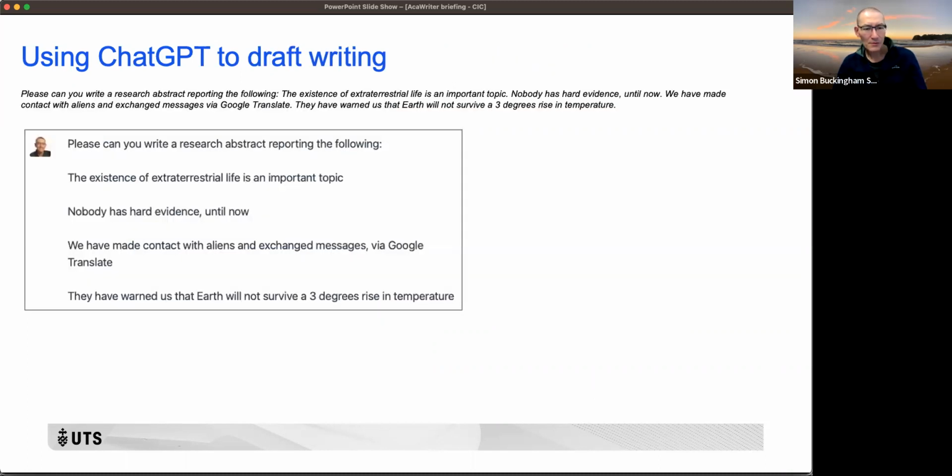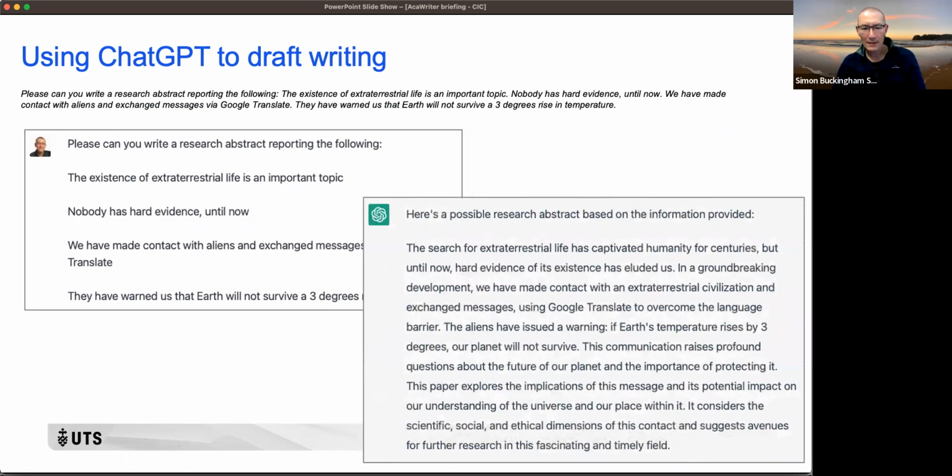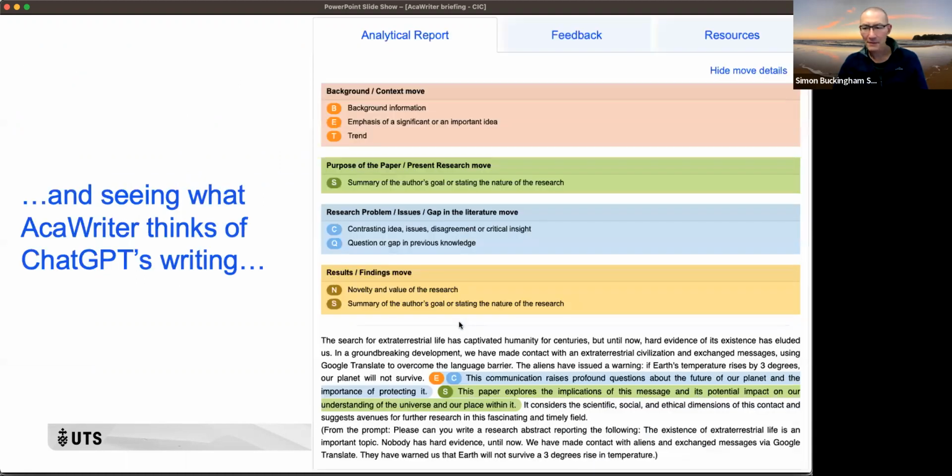Students may well, of course, want to try drafting in ChatGPT. So I set it the challenging task of a research abstract that is summarizing the discovery of extraterrestrial life. And lo and behold, it comes up with an abstract, as you would expect. And it's written in not bad academic English, right? This isn't a blog post or a tweet. It's a research abstract. The AI has written something. We better let the AI comment on it.